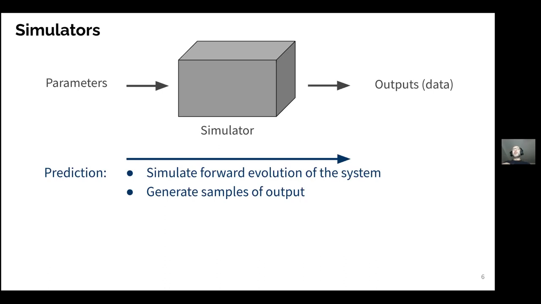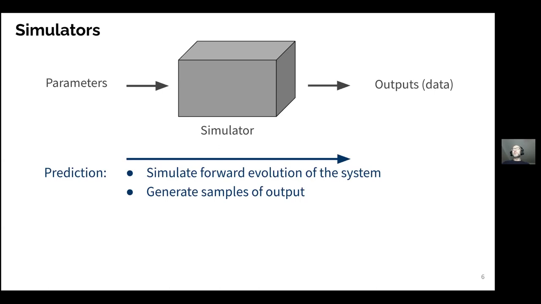So this arrow of running the simulator most of the time coincides with the arrow of time. And so you can run this forward and you can simulate the forward evolution of a system. And you can generate samples of simulated states of the system or simulated data.